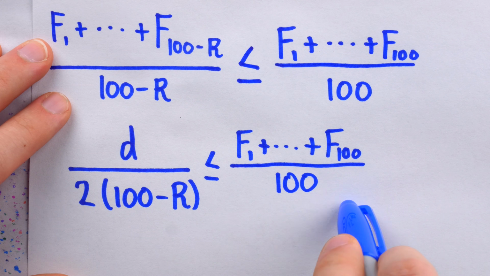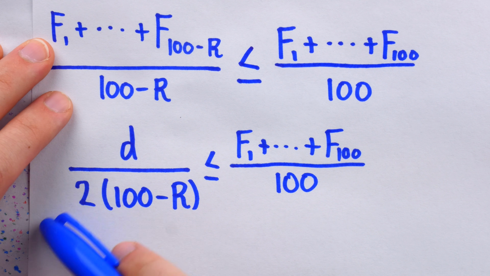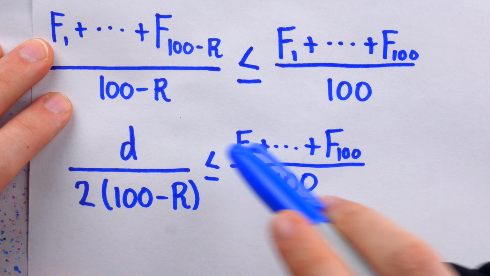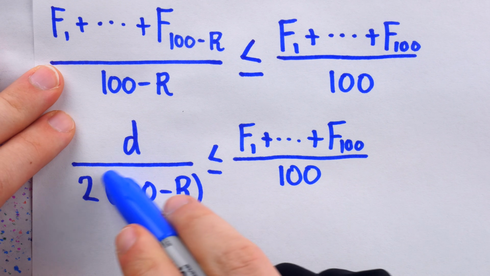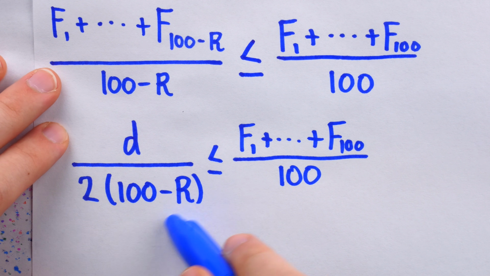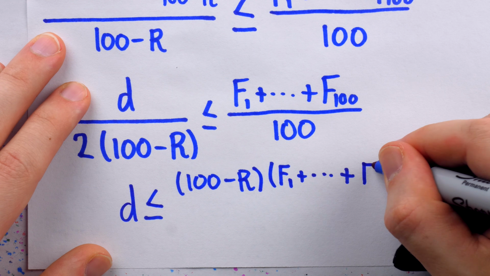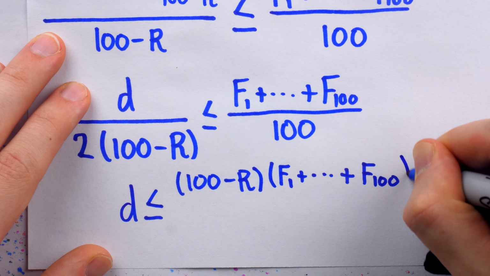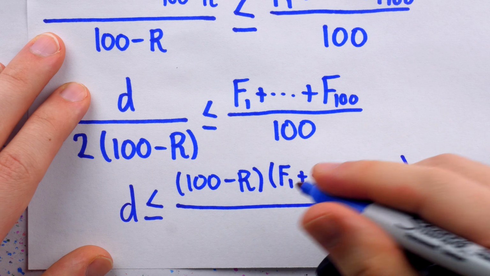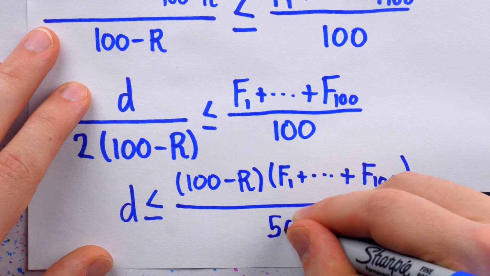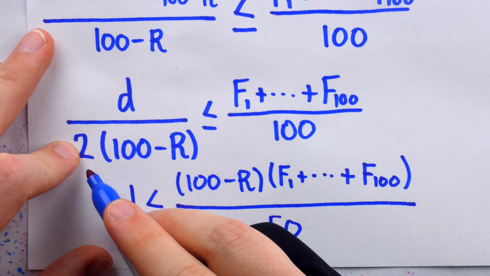Then we can multiply both sides by 2 to cancel out this 2 in the denominator. Over here, 2 divided by 100 is 1 over 50. And we might as well also multiply both sides by 100 minus R. We thus arrive at this inequality. D is less than or equal to 100 minus R times the sum of the f's divided by 50. Remember, the 100 became a 50 because we multiplied by 2.